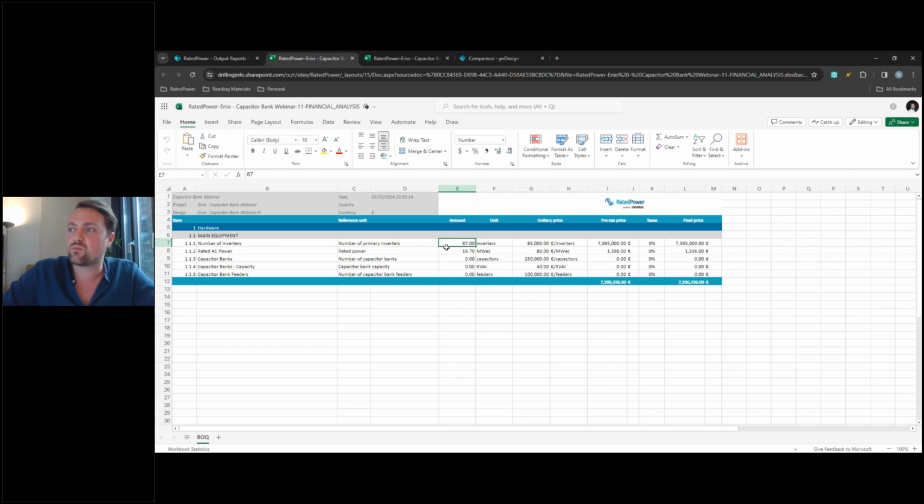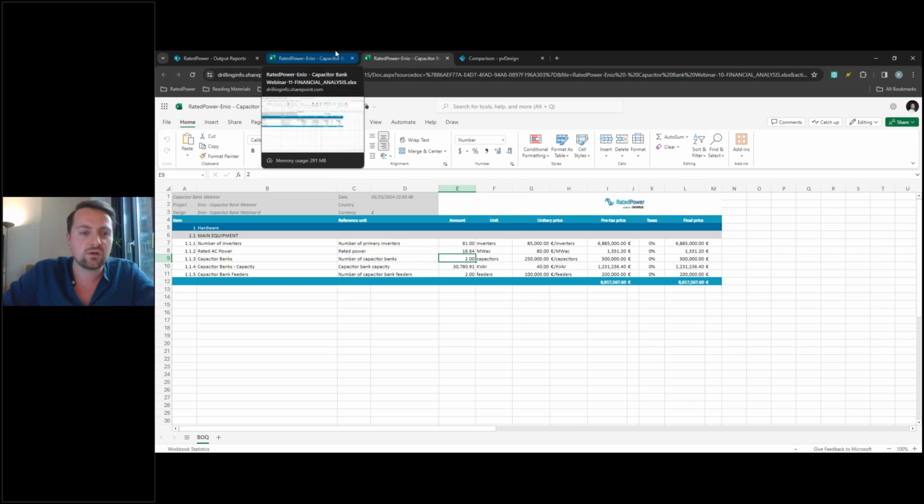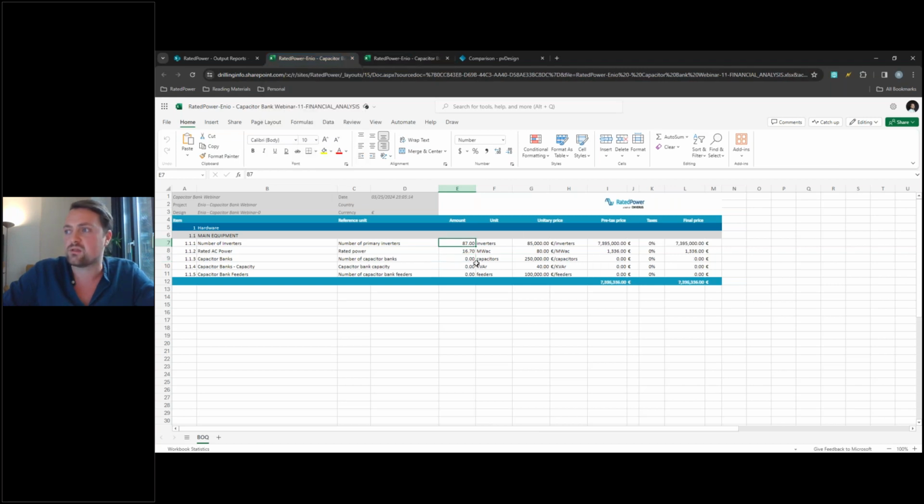We can see here the number of inverters is 87 because we're oversizing the inverter, so we're increasing the number of inverters. And in the other one that we're using a hybrid version, we have 81 inverters, but then we'll have 2 capacitor banks connected to both transformers that are present in the design, where in the first one we don't have any capacitors.